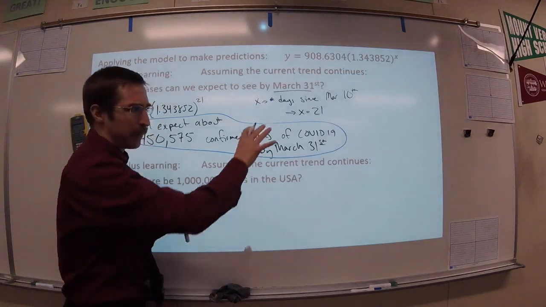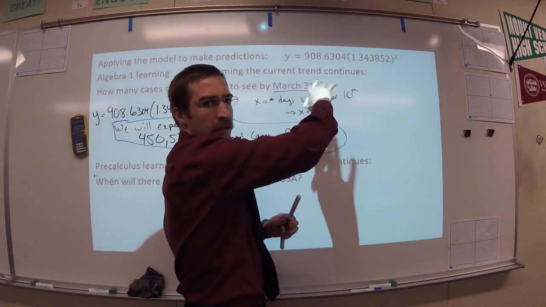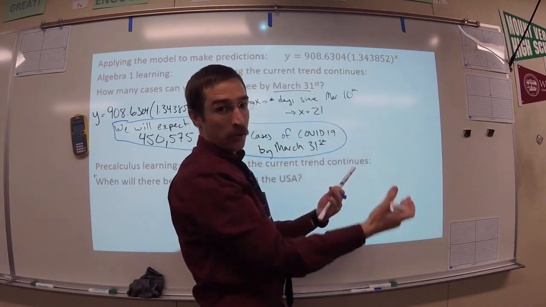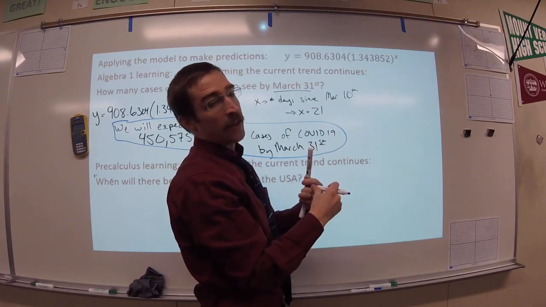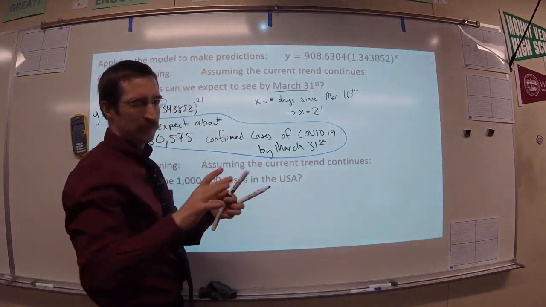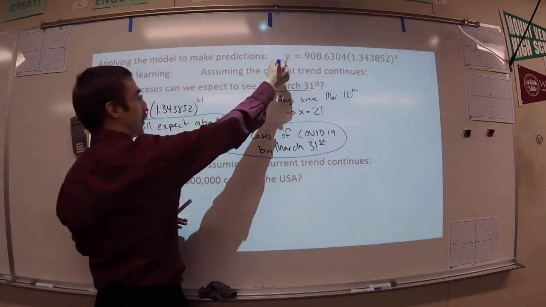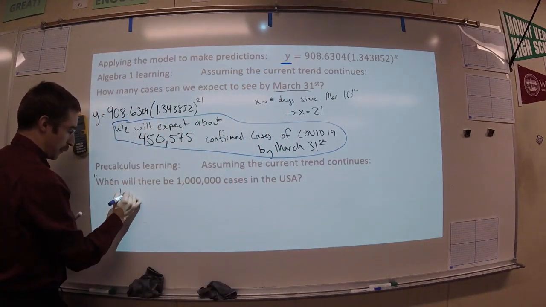Total number of cases. I misled you with my previous statement on what Y was. Y is the total cases in the US. The X is just from March 10th. Sorry about that. So what we're going to do here is replace the Y value in this equation with 1 million.